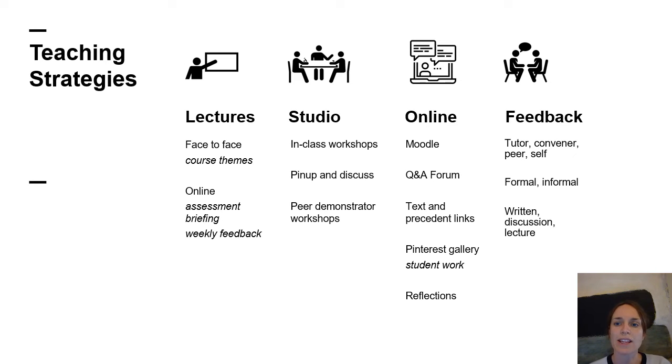Feedback will be given in a number of ways. It will come from your tutor, from the course convener, from your peers, and from yourself through reflection. Feedback can be formal and it can also be informal. It can come from feedback sheets, it can come from chats in class, it can come from Moodle posts in the forum, and it can also come from lectures where I give a rundown on what worked and what didn't for each assessment and each week.